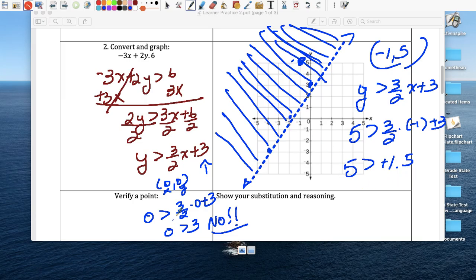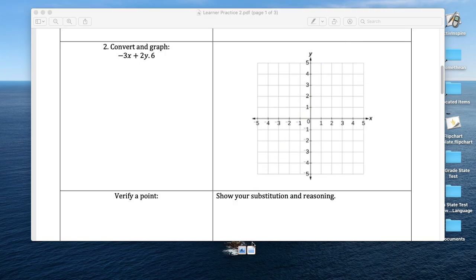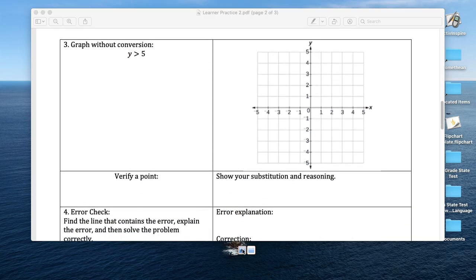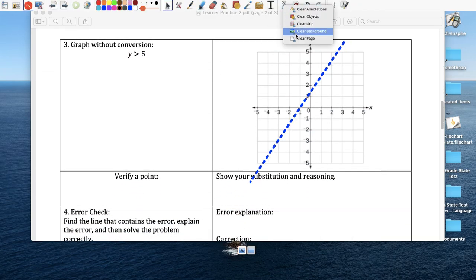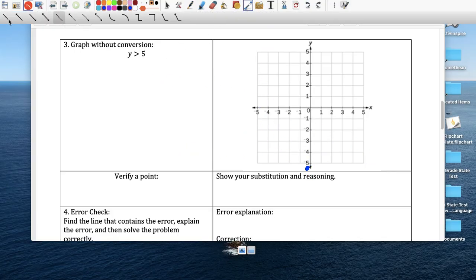So again, that proves to you that a point on that side of the line, given our slope, makes that inequality true. The next one, y is greater than 5. This one's easy. The y-intercept is 5 right here. The slope is 0, right? So when the slope is 0, we know it's a horizontal line, and we just have to decide if it's dashed or solid. Sorry, dashed. Oops, sorry. Dashed.